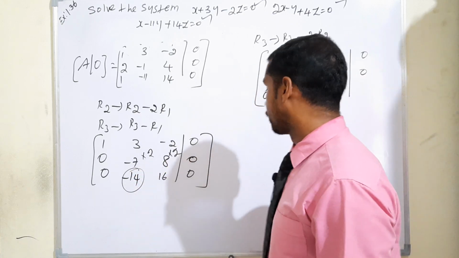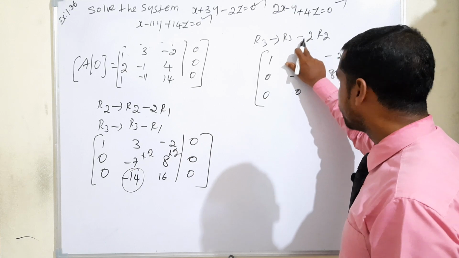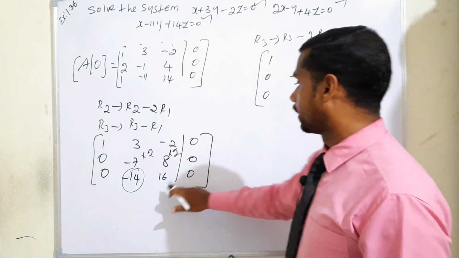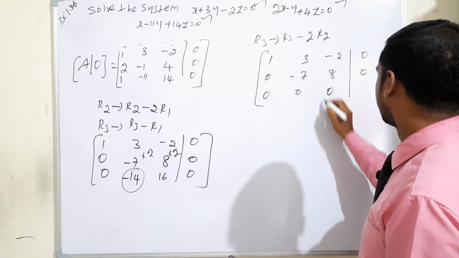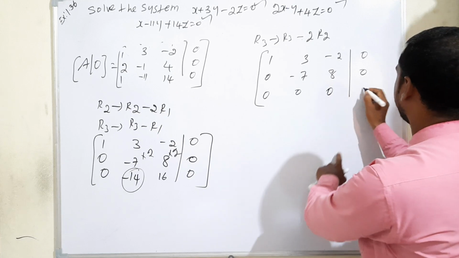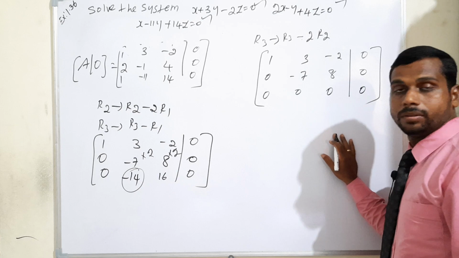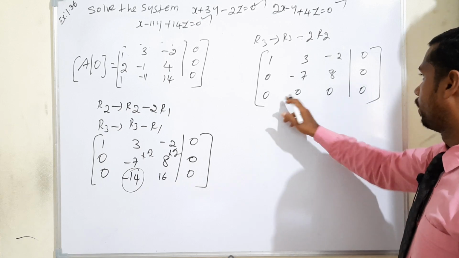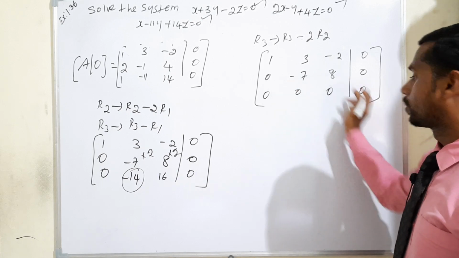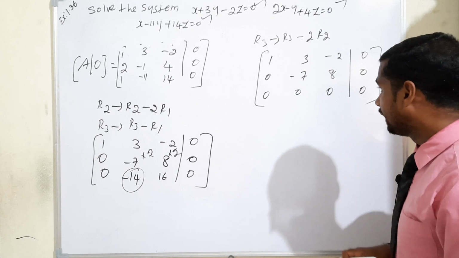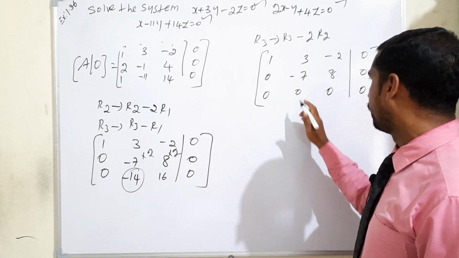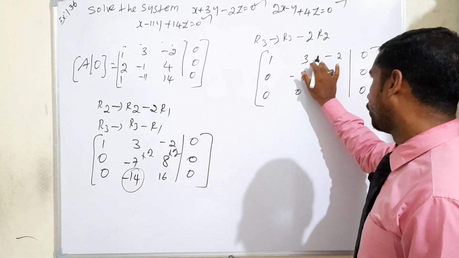There 8 into 2 is 16, so minus 16, isn't it? So 16 minus 16, definitely there is also 0. So next condition, here also 0. See, look at there. This is not a trivial solution. Why? Definitely we can say the last row is completely a 0 row. So completely 0 row means first we have to get the echelon form.